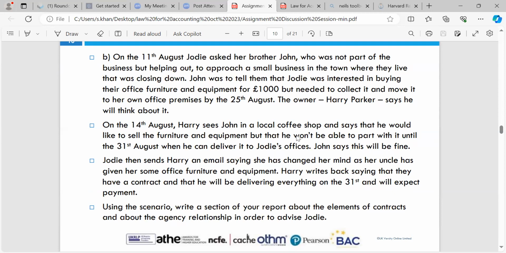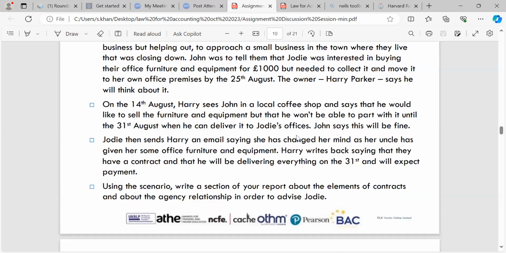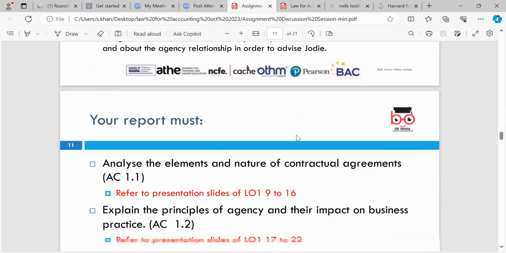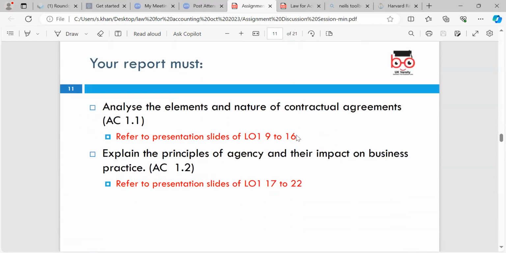Jodie then sends Harry an email saying she has changed her mind as her uncle has given her some furniture and equipment. Harry writes back saying they have a contract and that he'll be delivering everything on the 31st and will expect payment. Using the scenario, write a section of your report about the elements of a contract and about the agency relationship in order to advise Jodie. So for this scenario, you need to do this.